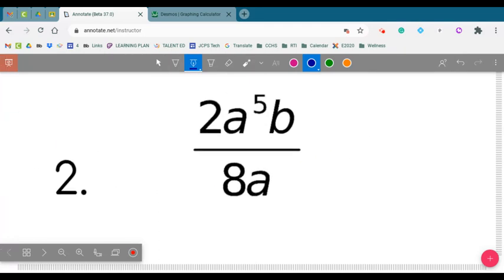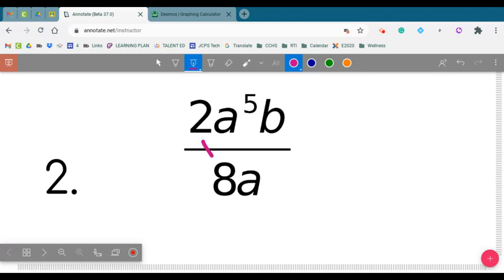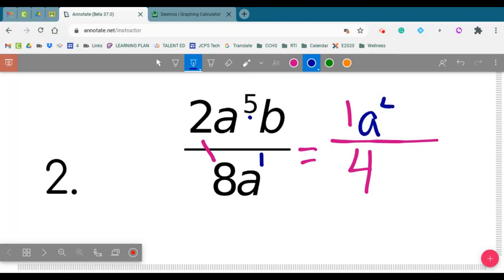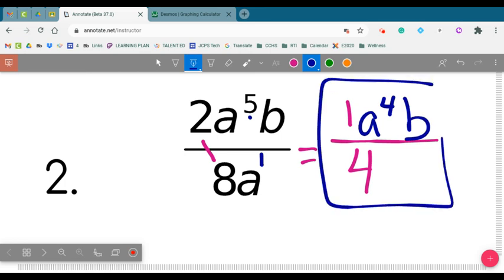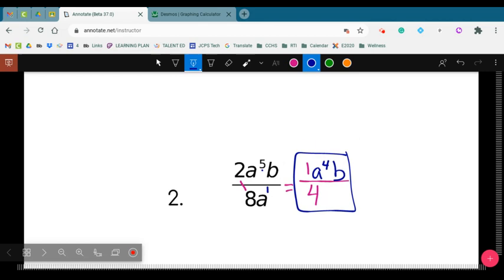Next example. Okay, this one's a little bit trickier because I have 2 divided by 8. That does not simplify to a whole number, but you can simplify it to 1 over 4. And then we take 5 minus 1 for our a. We get a to the 4th. And then you're just left with a b on top. So you'd have a to the 4th b divided by 4.